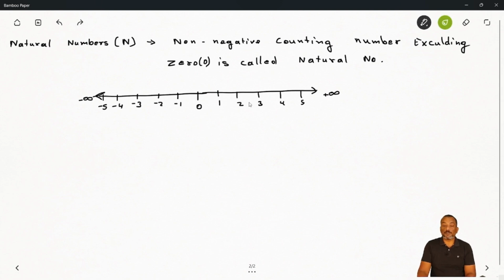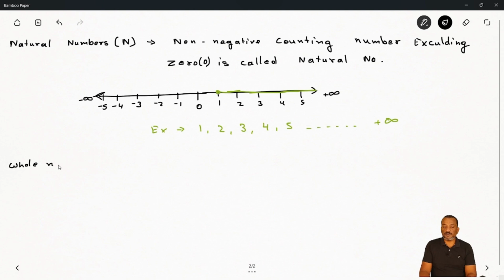So if I will talk about natural number, the number that is starting from 1 and 1, 2, 3, 4, 5. All these are called basically natural numbers. So example wise, you can say the number that are 1, 2, 3, 4, 5, etc. and it will go up to plus infinity are called natural number. Hope it's clear. So now we will see the next number, that is a whole number.